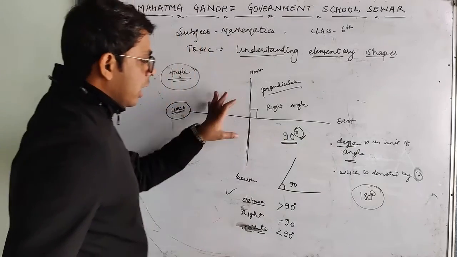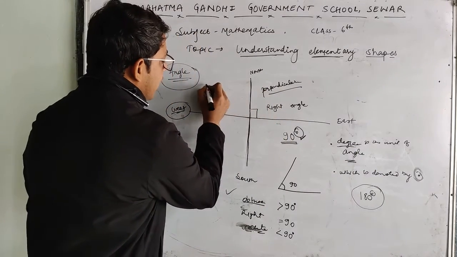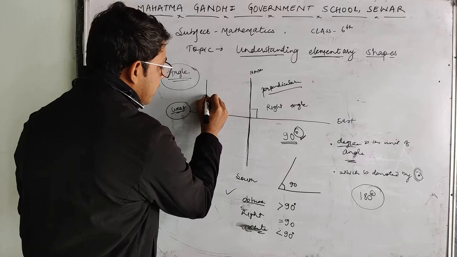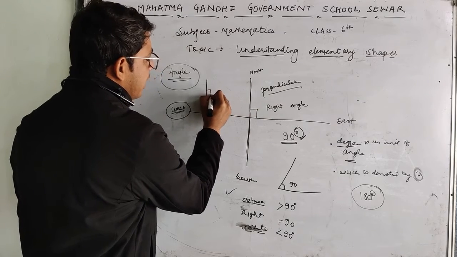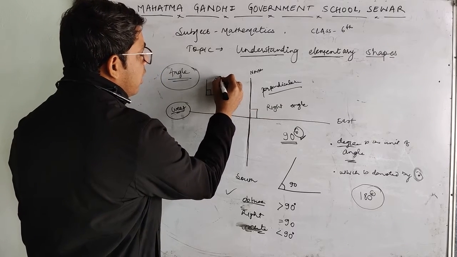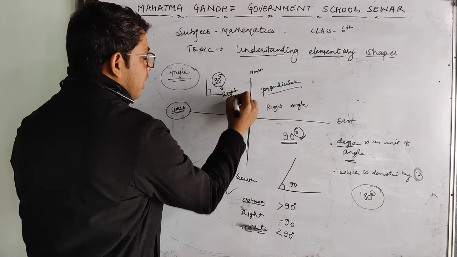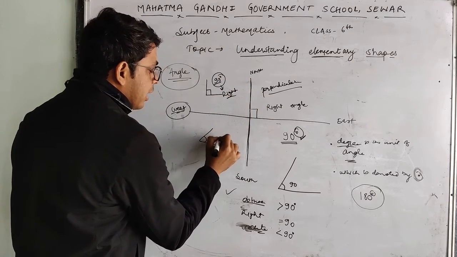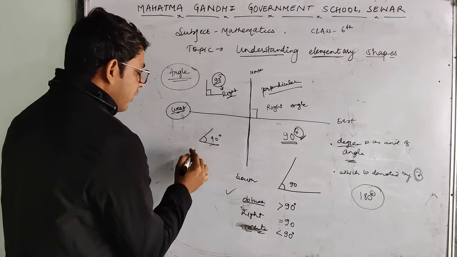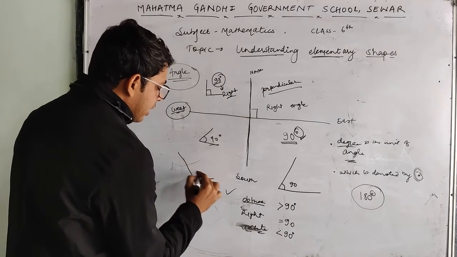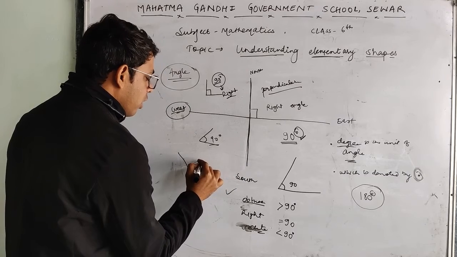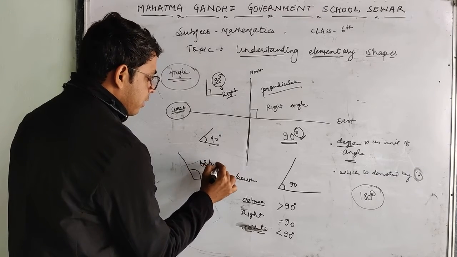So if any two lines meet perpendicularly, then they will form a 90-degree angle, which is called a right angle. If it is below 90 degrees, it is called an acute angle. If it is greater than 90 degrees, it is called an obtuse angle.